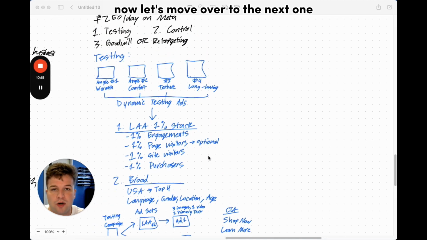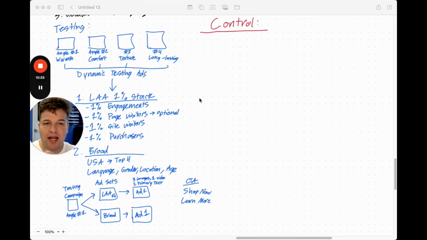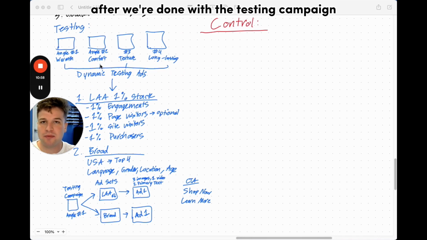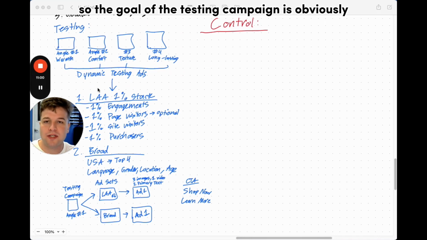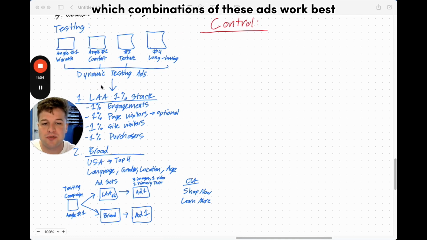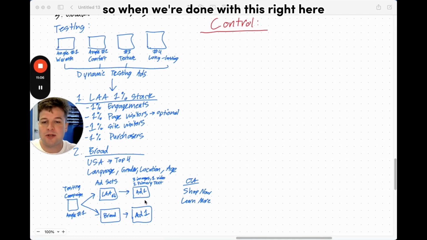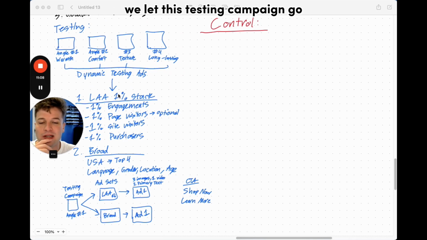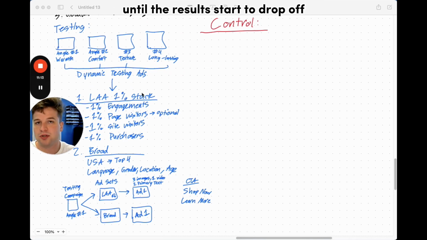Now let's move over to the next one, control. Right? Can't run the control campaign until after we're done with the testing campaign. So the goal of the testing campaign is obviously to tell us which ads perform best, right? Which combinations of these ads work best. So when we're done with this right here, we let this testing campaign go for as long as it's going to go until the results start to drop off.